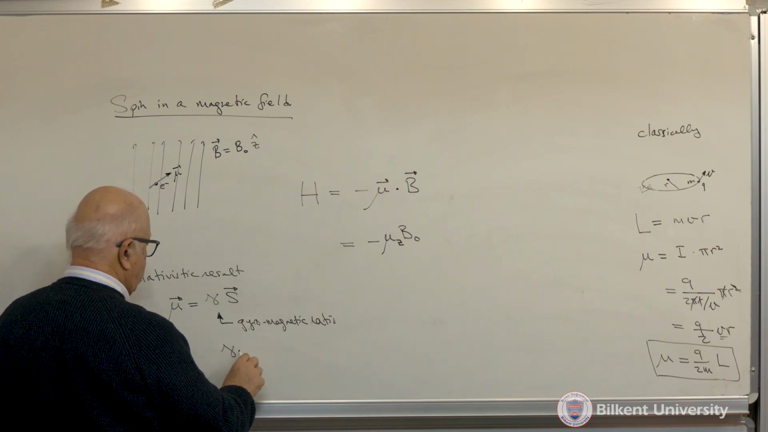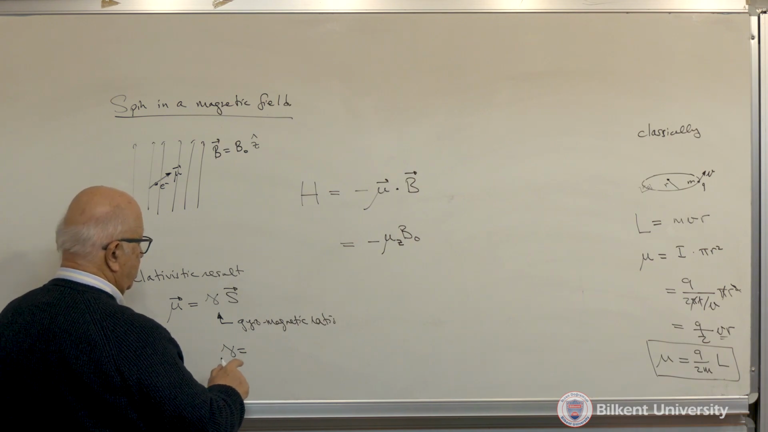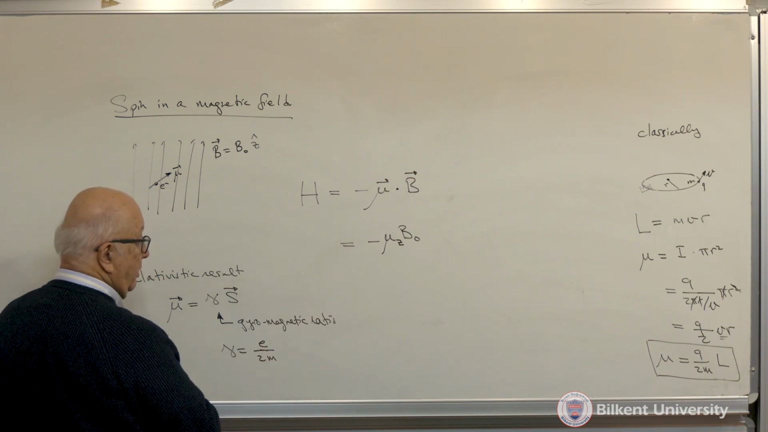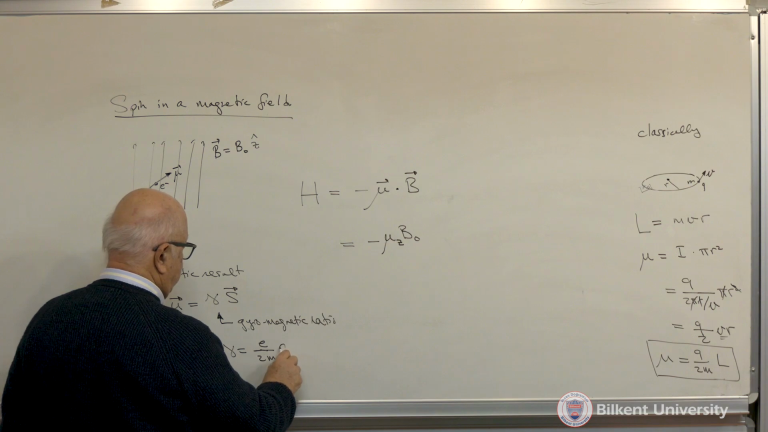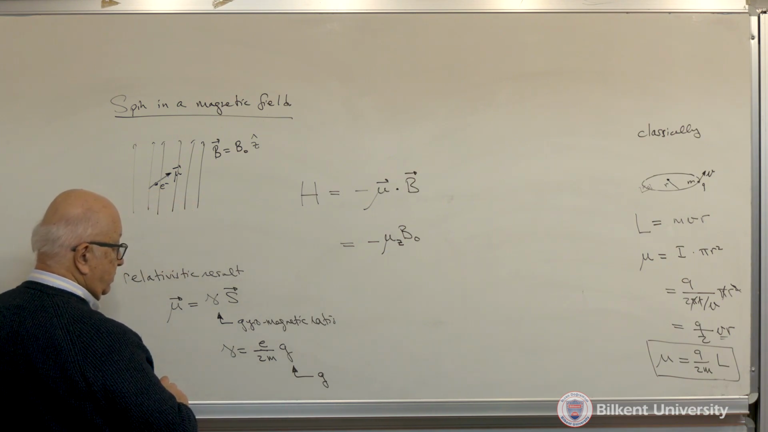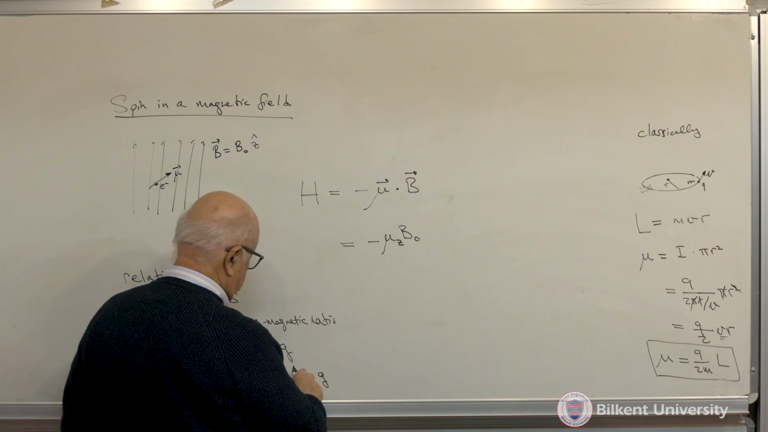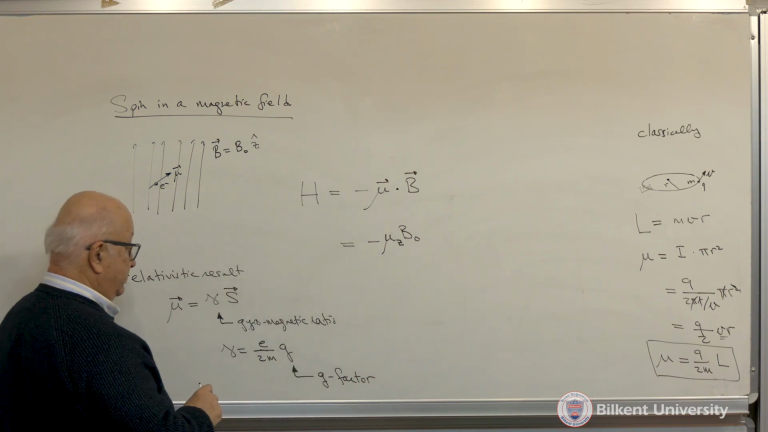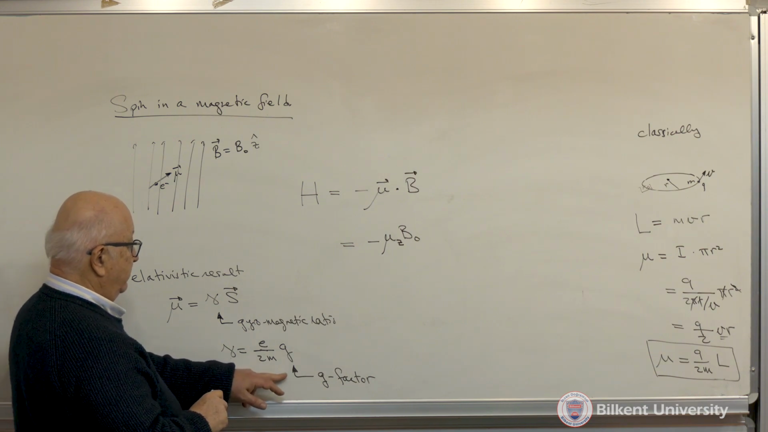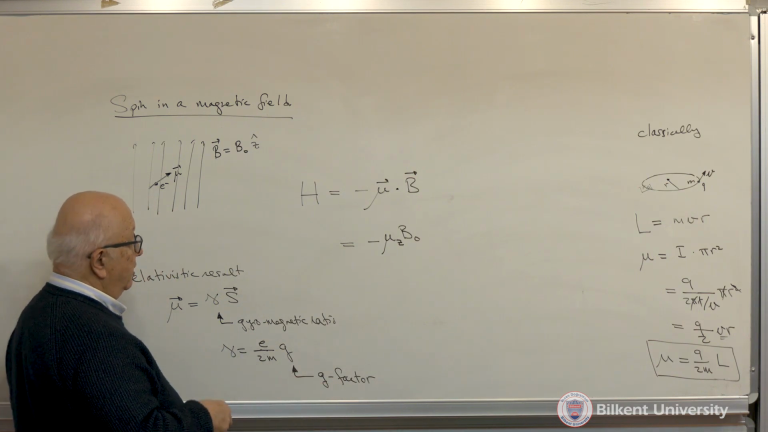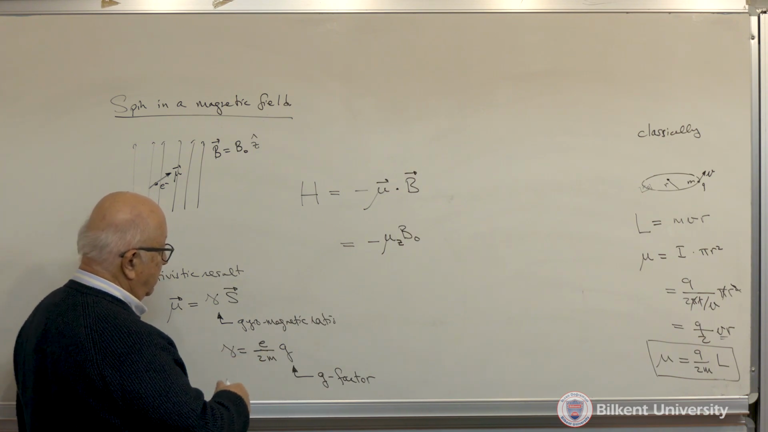And this gamma is given as the charge over 2m. In fact, it's given as the electrical charge over 2m times g. Okay, so this thing is called, very creatively, the g factor. So this is the classical term, and this g factor is the quantum mechanical, quantum electrodynamical correction to it.